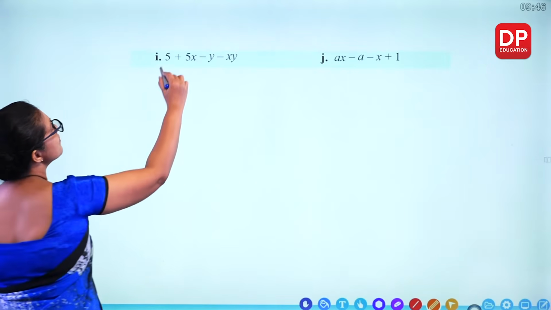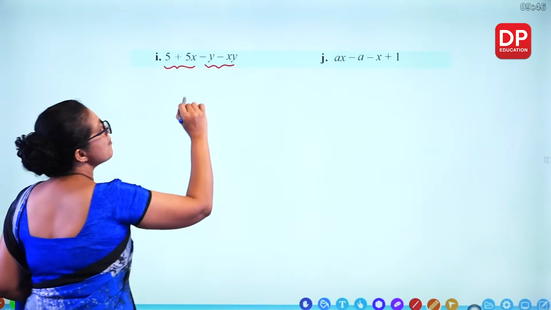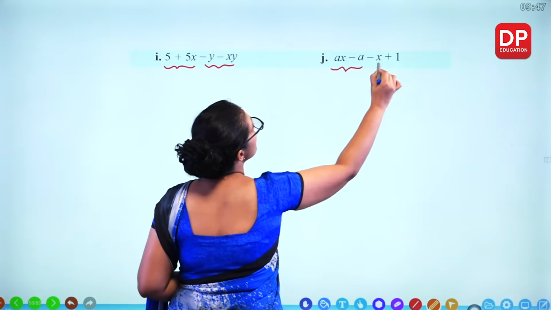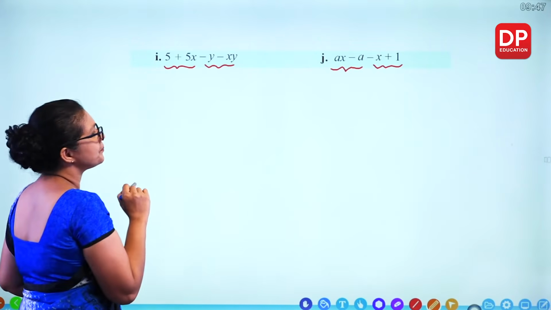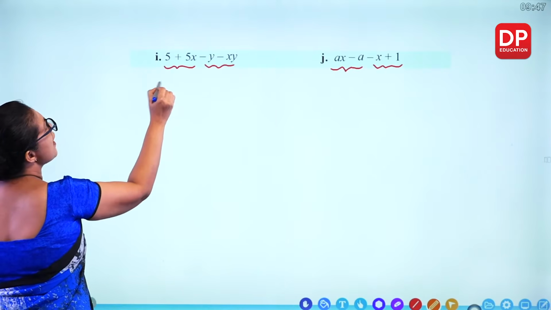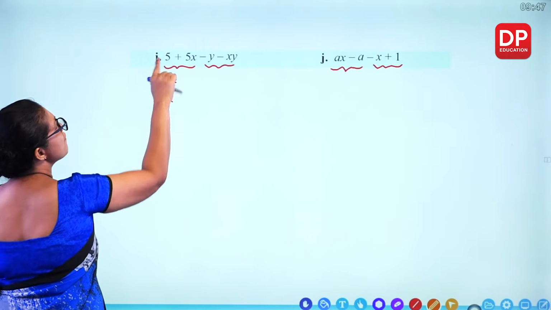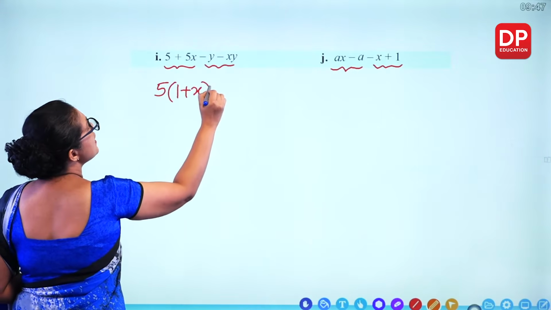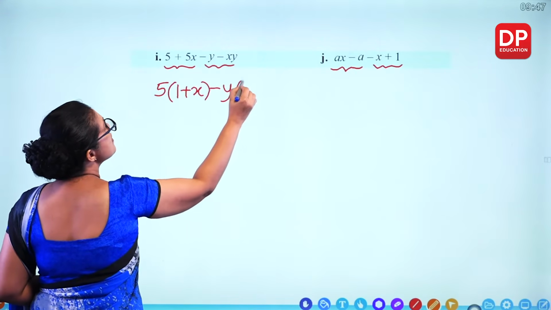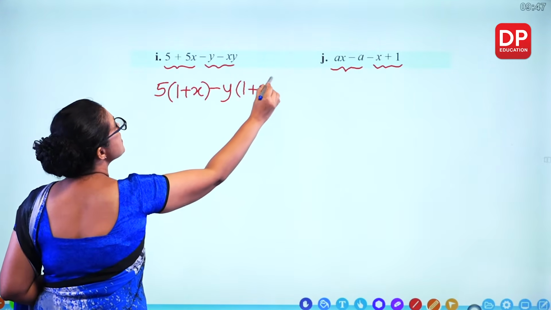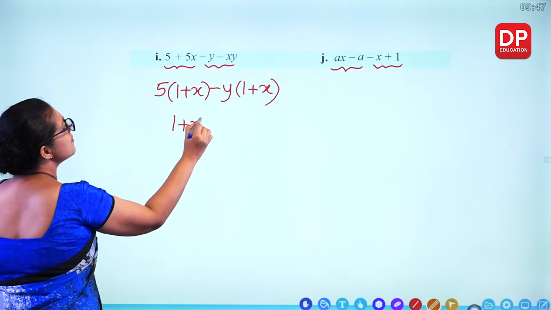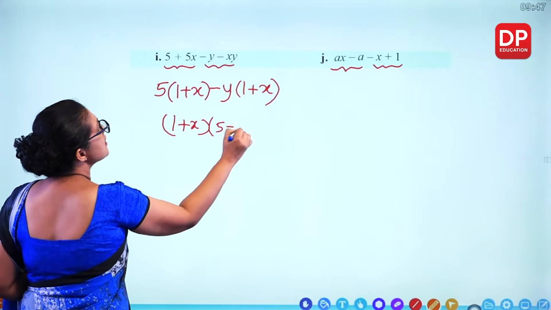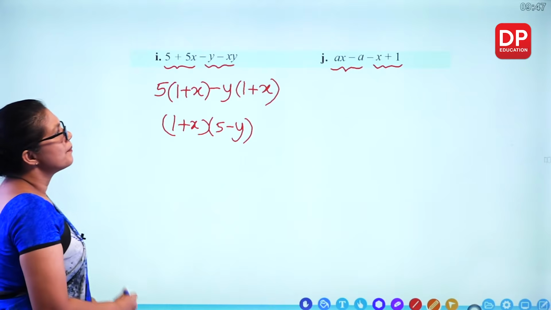This one, take 2 at a time and factorize. Here also, 2 at a time and factorize. This one, 5 is common. Take it out. When you take 5, this is 1 plus x. Here minus y will take it out. Then this becomes 1 plus x. 1 plus x and 5 minus y.